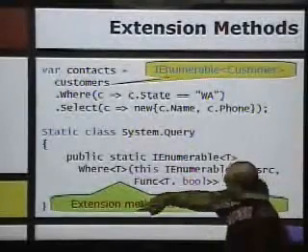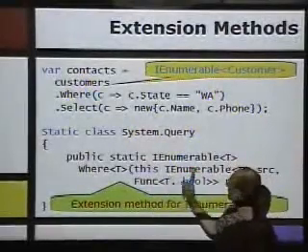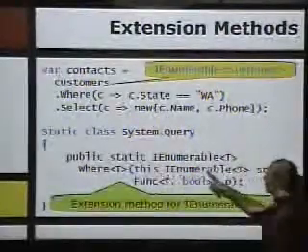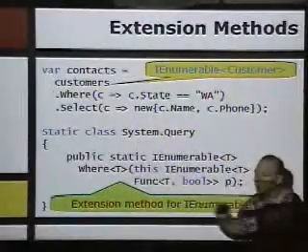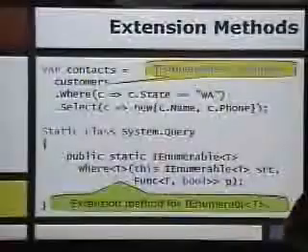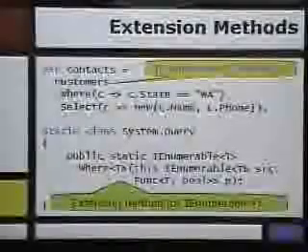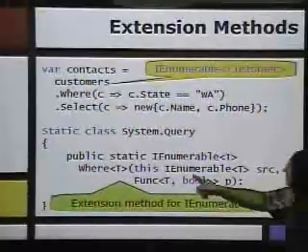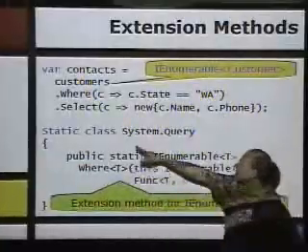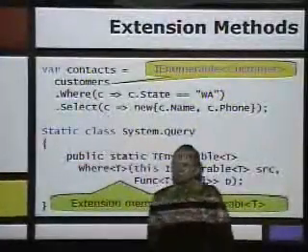What you can do is define a static method and then mark the first argument with this special modifier, this, and now you can use that thing as if it was an instance method on that type. It's just a kind of trick to make it appear that IEnumerable of T now has a where method. So you can now write this using instance syntax.